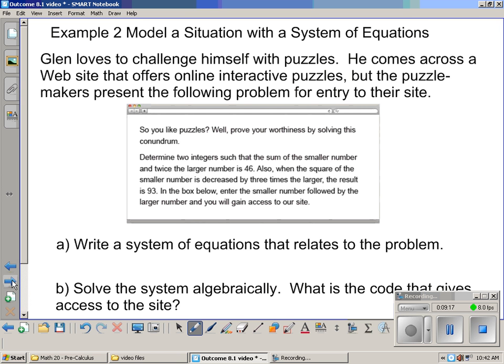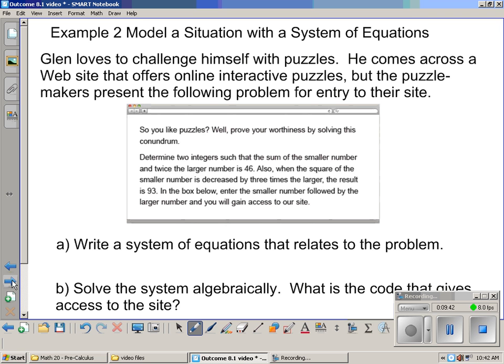Determine 2 integers such that the sum of the smaller number and twice the larger number is 46. Also, when the square of the number is decreased by 3 times the larger, the result is 93. In the box below, enter the smaller number followed by the larger number, and you'll gain access to our site. So we need to write a system of equations.